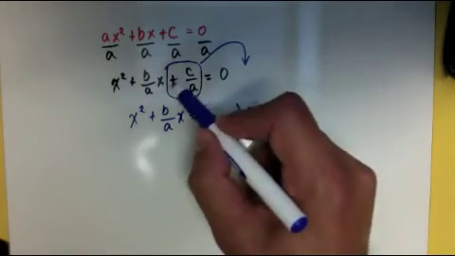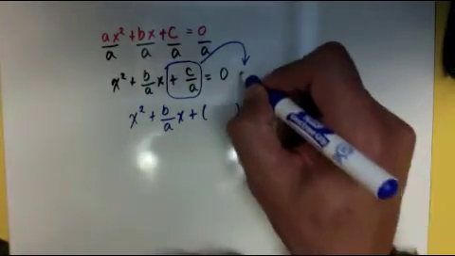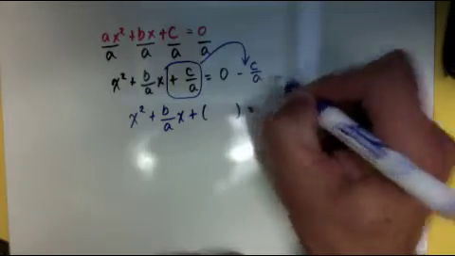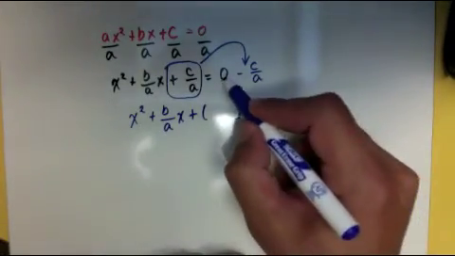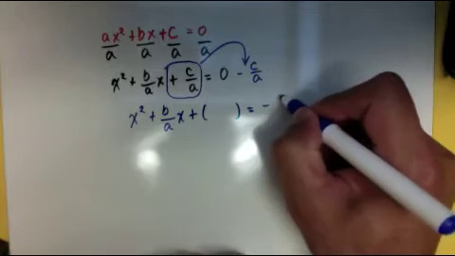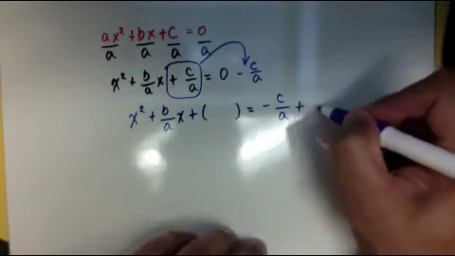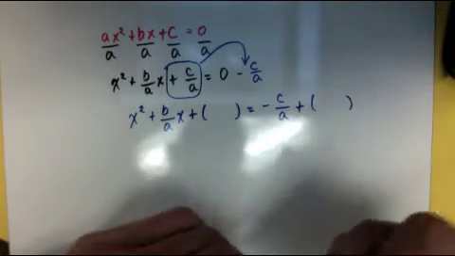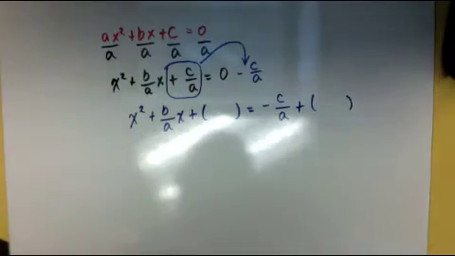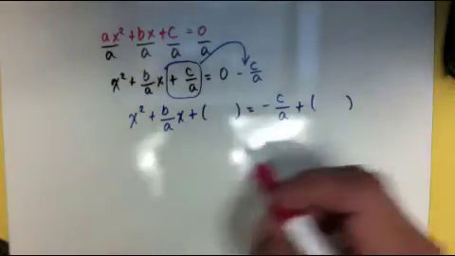Now the plus c over a is going to become a minus c over a. Okay. Now 0 minus c over a is negative c over a. And remember, I have to give myself some room there for the other stuff that's going to go here.